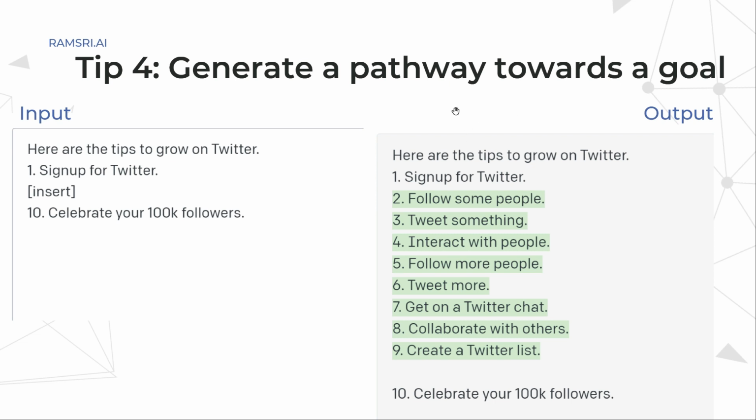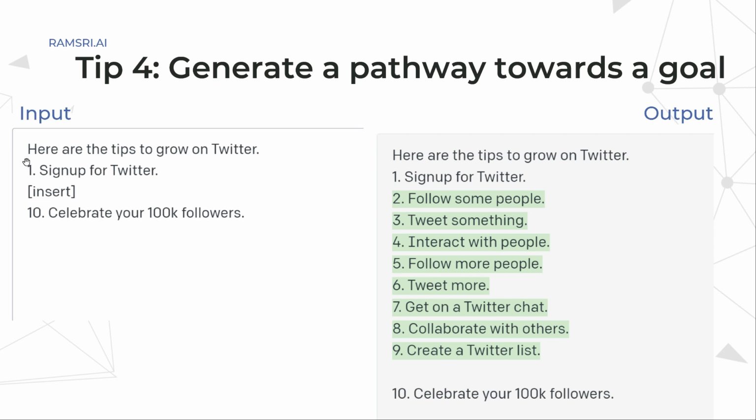Now let's go to the fourth useful tip as well as nice use case, which is generating a pathway towards a goal. That goal could be anything. In our case, for example, I want to grow on Twitter. Then you can just give something as simple as, here are the tips to grow on Twitter. First thing is sign up for Twitter, then insert, and 10th step is celebrate your 100k followers.